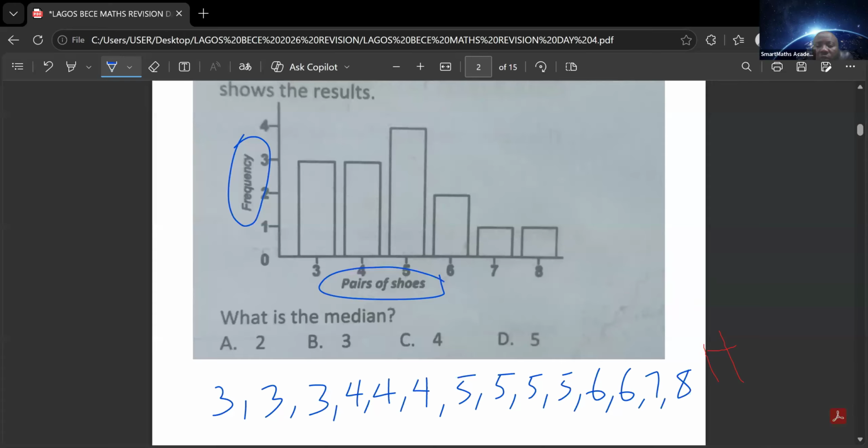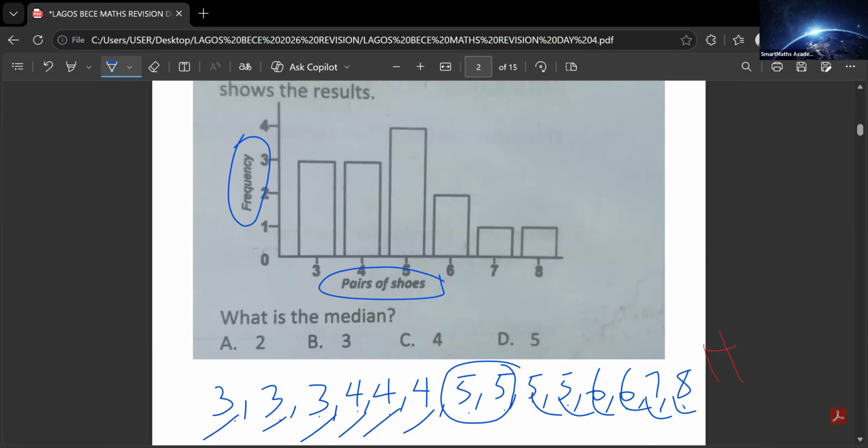So we count all the numbers. Let's count: 1, 2, 3, 4, 5, 6, 7, 8, 9, 10, 11, 12, 13, 14. That is 14. Because we have 14, if we divide 14 by 2, that will be 7 and 7. Because it is 7 and 7, it is even. So we pick 6 to the left and 6 to the right. Let's pick 1, 2, 3, 4, 5, 6, then the same thing with the right: 1, 2, 3, 4, 5, 6. So the two numbers we have in the middle are 5.